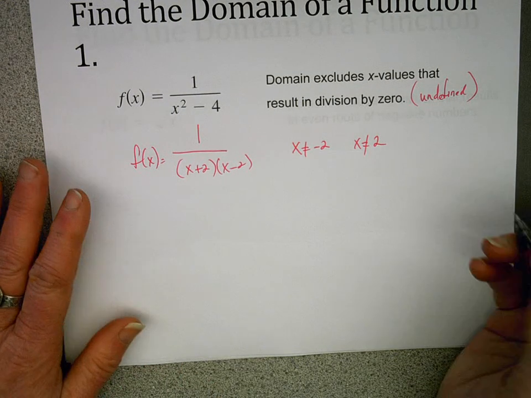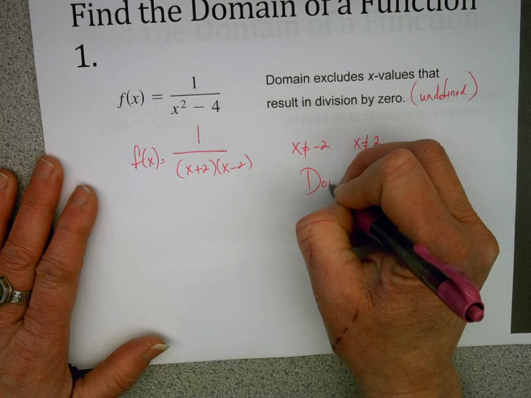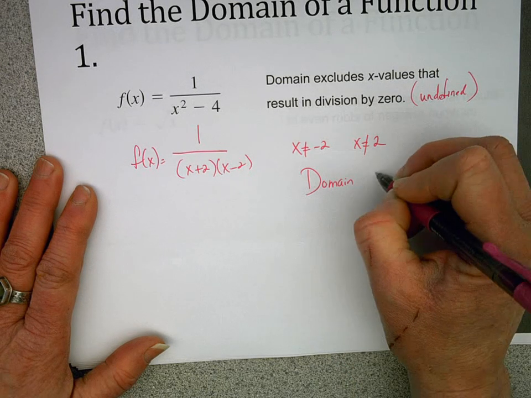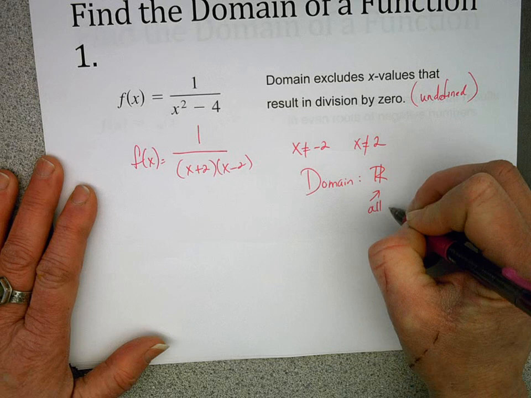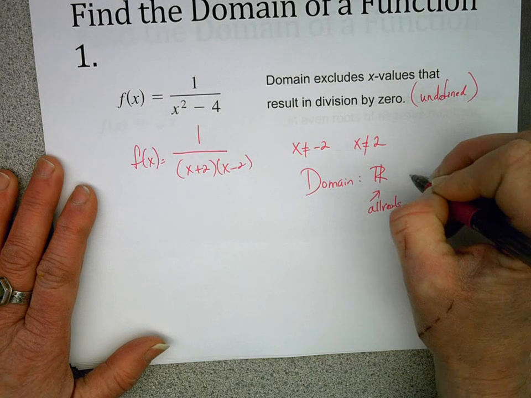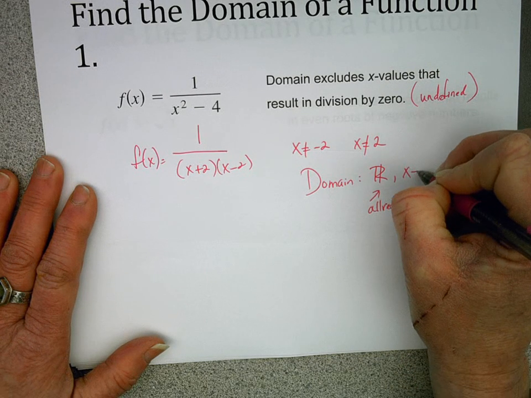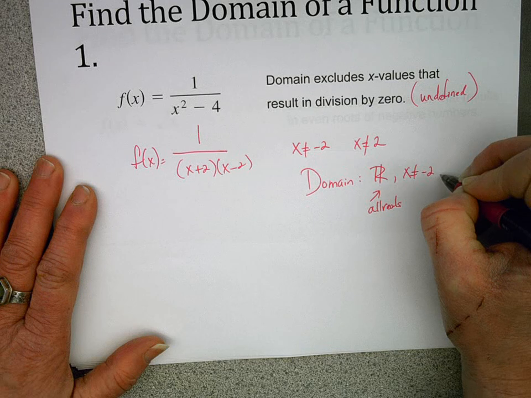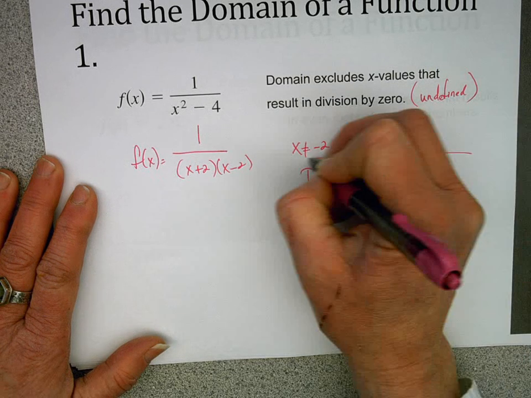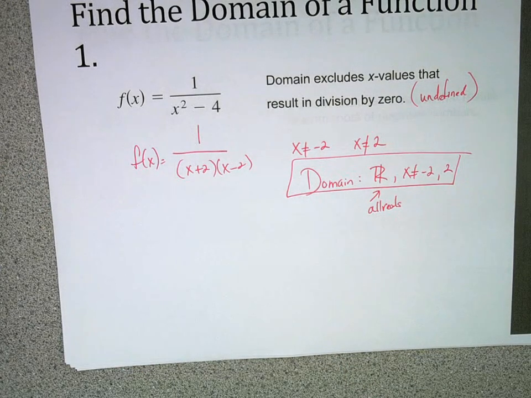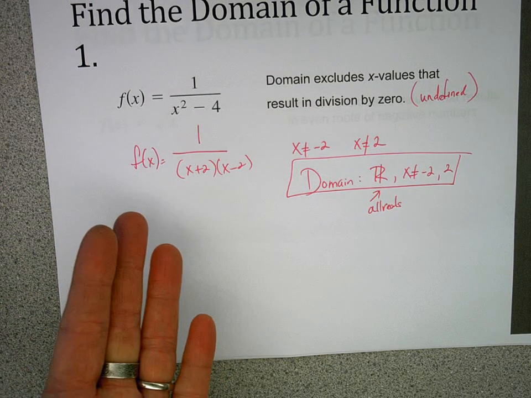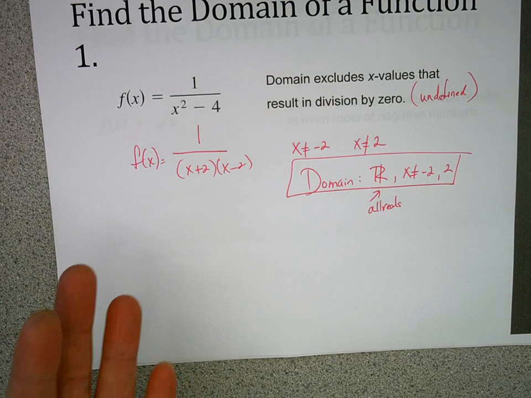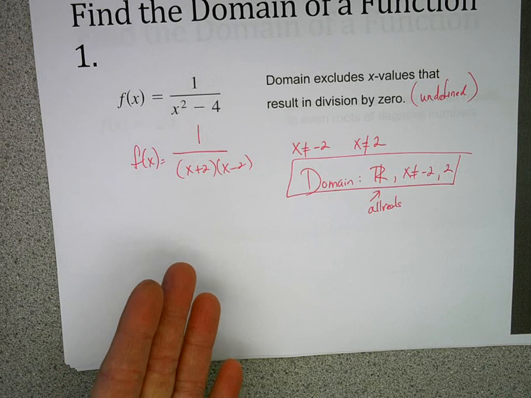So you could write the answers this way. The domain is all reals. That stands for all real numbers, except x cannot equal -2 or +2. That's one way to write the answer. Everything else would be fine. And we're actually going to graph things like this in chapter 11. And you can write it like that.